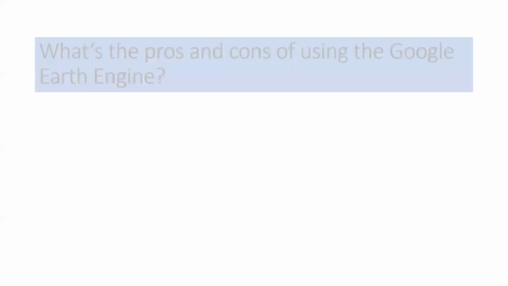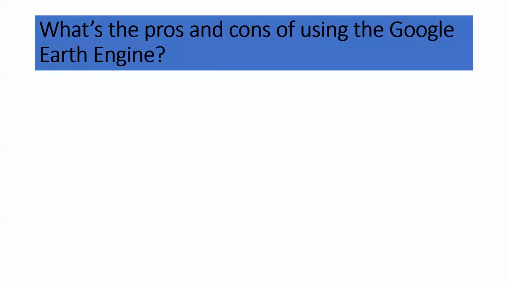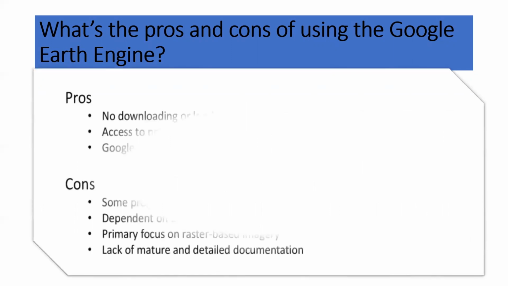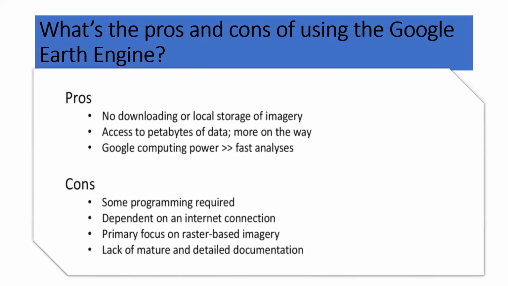So it also has some advantages and some disadvantages. We can see what the advantages and disadvantages are in this part. Google Earth Engine has some advantages. You don't need to download or keep any local storage of imagery. You can access petabytes of data or more on the way, and its computing power allows very fast analysis. And it also has some disadvantages.